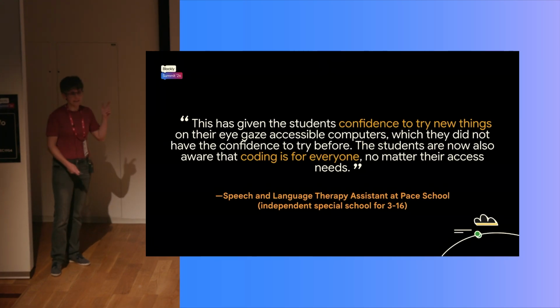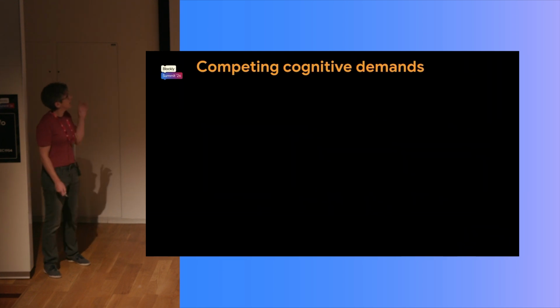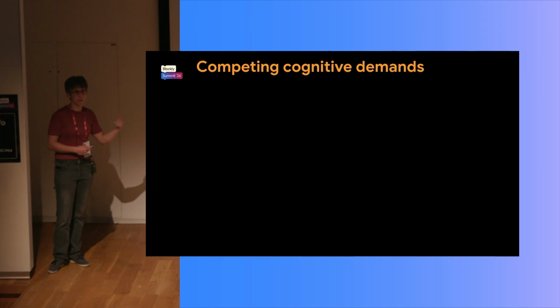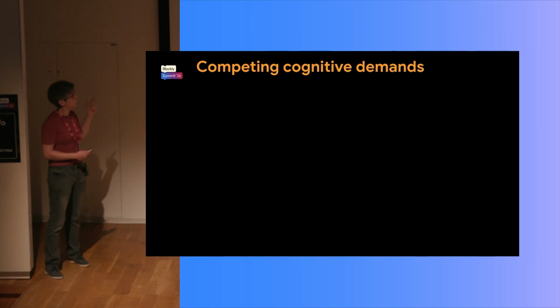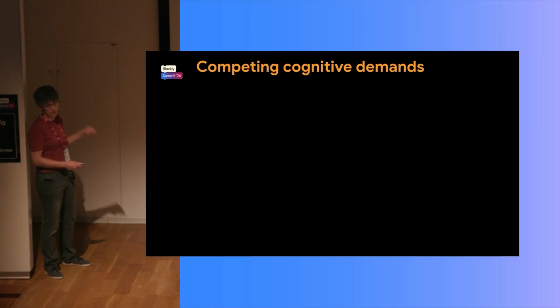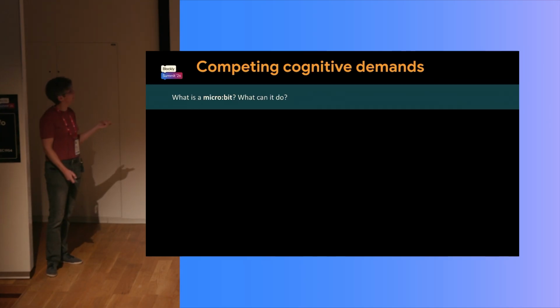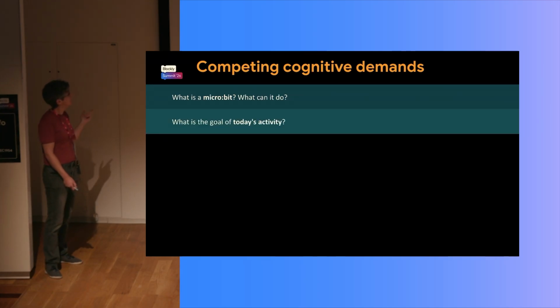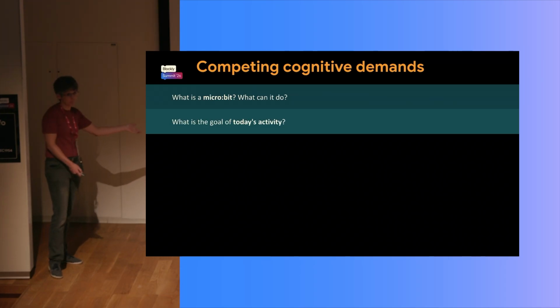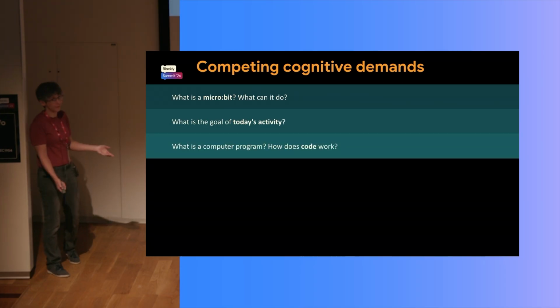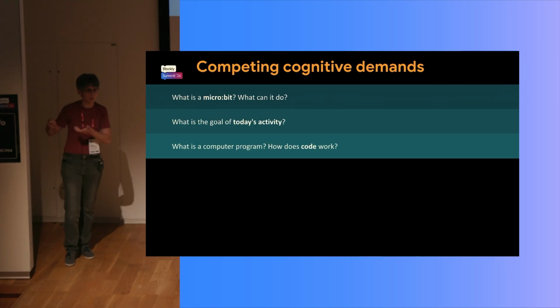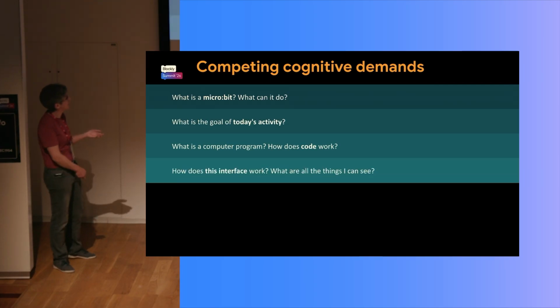So I could have ended here and celebrated that, but that would have been dishonest. Because I think, having left the room, that's not going to get used by anybody else. Why? Because there are so many competing cognitive demands in the room. When I went in there, I had to introduce, this is a microbit, this is what it can do. I had to tell them what we are doing today with the microbit. We are writing a program to make a thing happen. What is a program? I get out my magnetic blocks and I explain the basics of how code works.